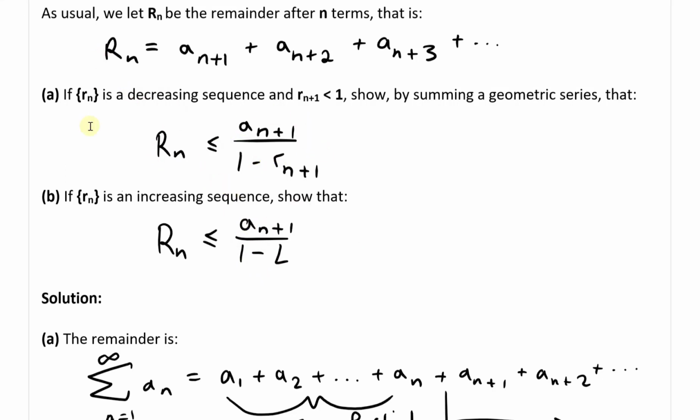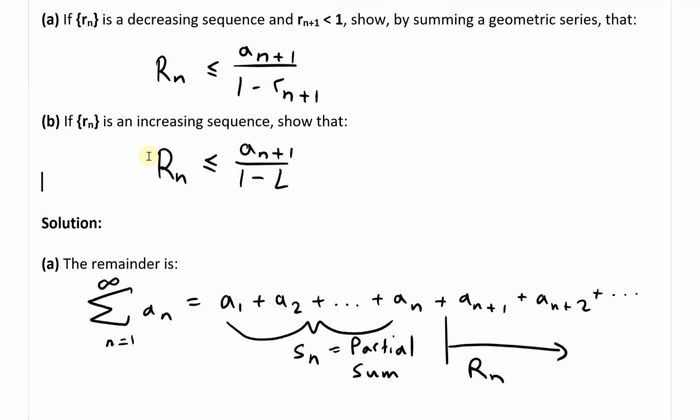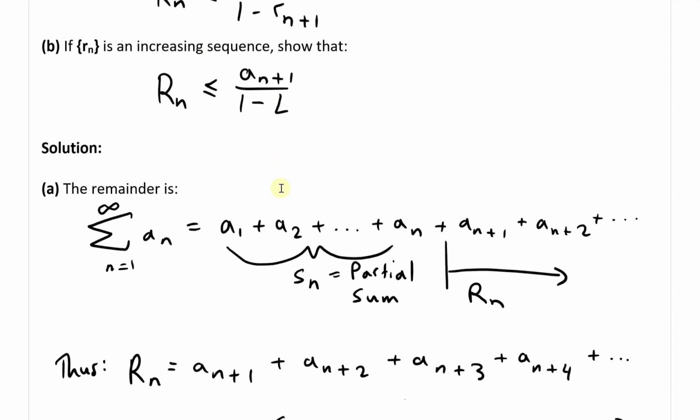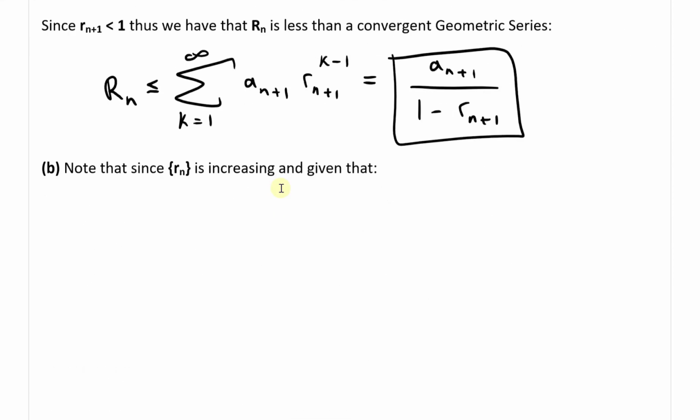Yeah, so in the earlier one, the a was decreasing, and we assumed R_(n+1) is less than 1. In other words, we were taking the partial sum up to a point where the next remainder after is going to be less than 1, and so on, just decreases. But if it's an increasing sequence, it's basically the same thing, but instead of R_(n+1), we have 1 minus L there. So let's jump right into the proof.